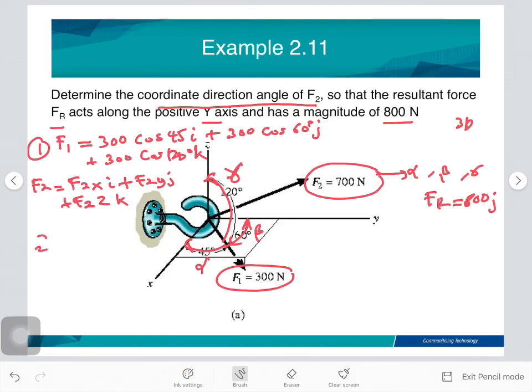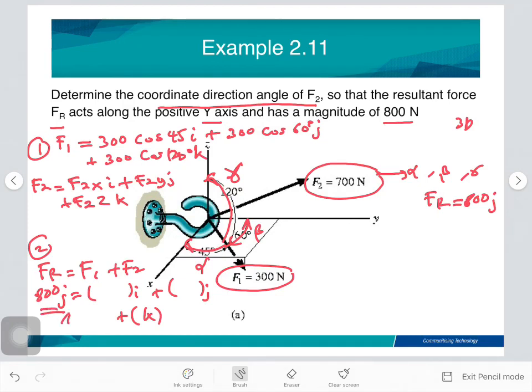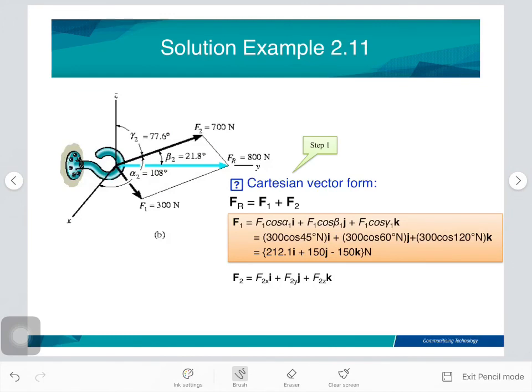Then step 2: the force resultant is equal to F1 plus F2. FR you already know is 800 j. Here you can group everything into i plus j plus k, then equate with this. After you equate, you can solve for F2. Can you do that? So for step 1, you need to write F1. This is the answer for F1, and as usual F2 we represent as F2x i plus F2y j plus F2z k.